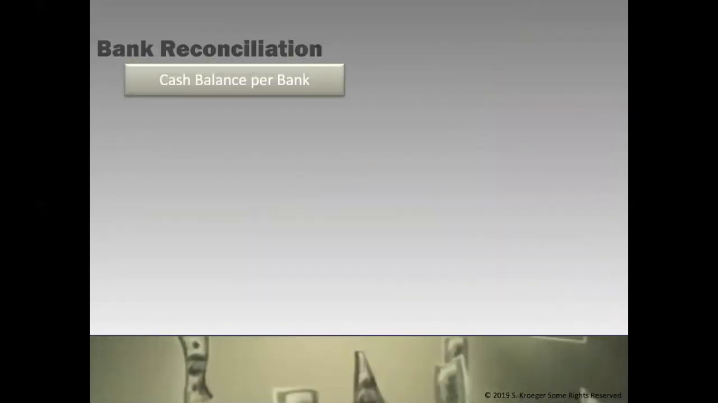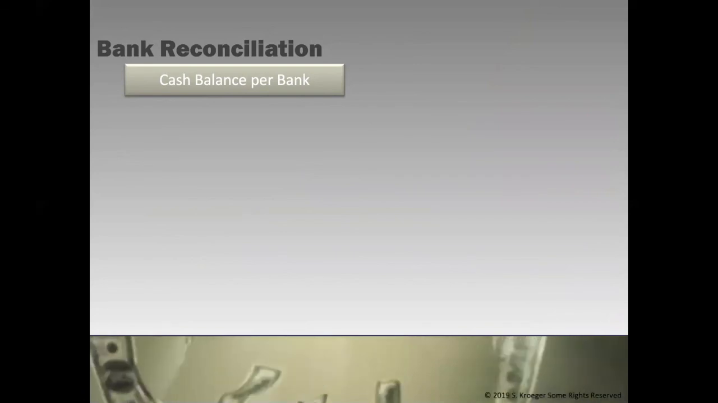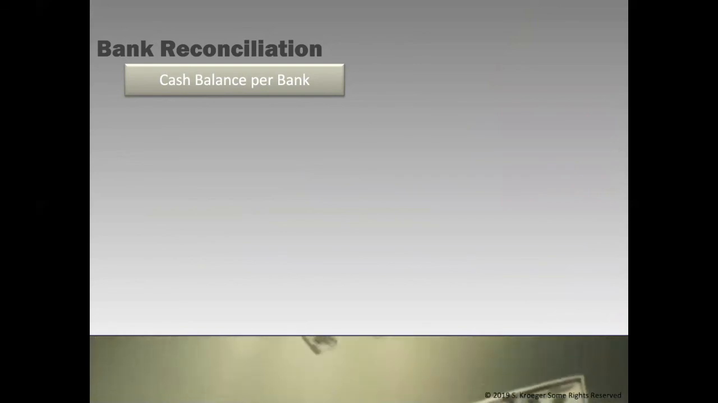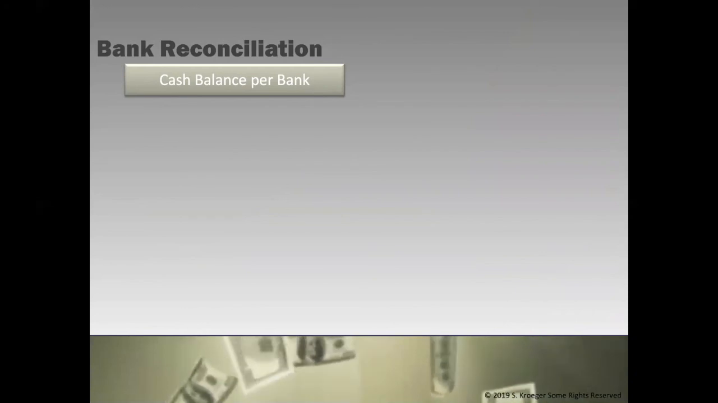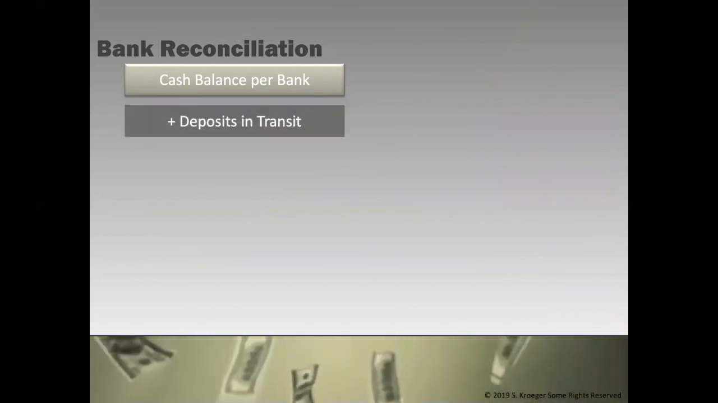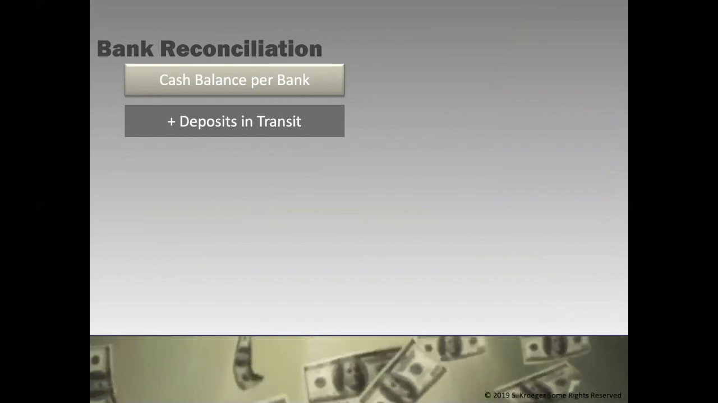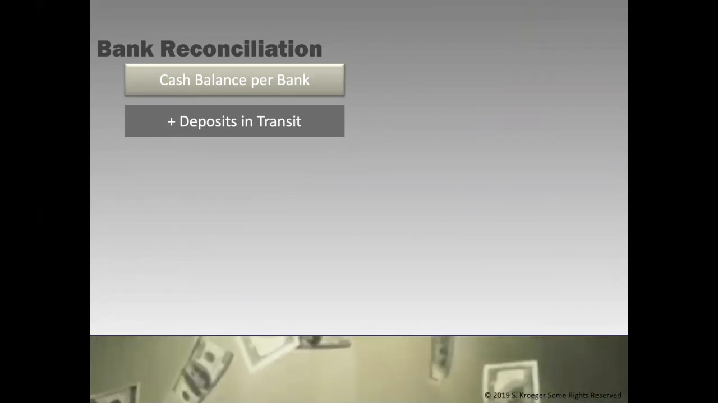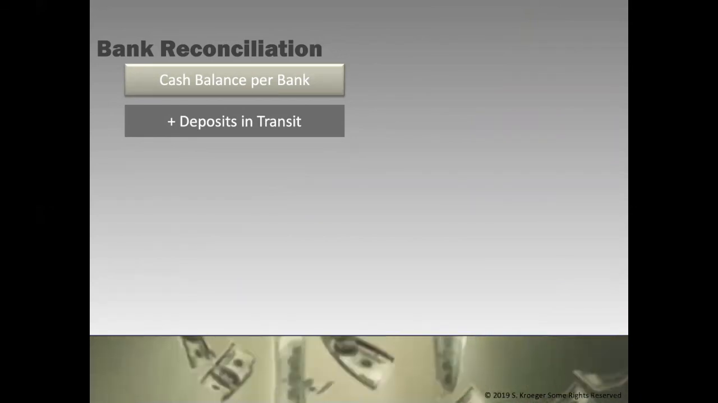To do a bank reconciliation, first you have to get the balance per bank. This comes from the bank statement. What does my bank statement say I have? Then we have to do adjusting entries to this. First, we add any deposits in transit. Deposits in transit really means that a deposit you made has not cleared the bank yet.